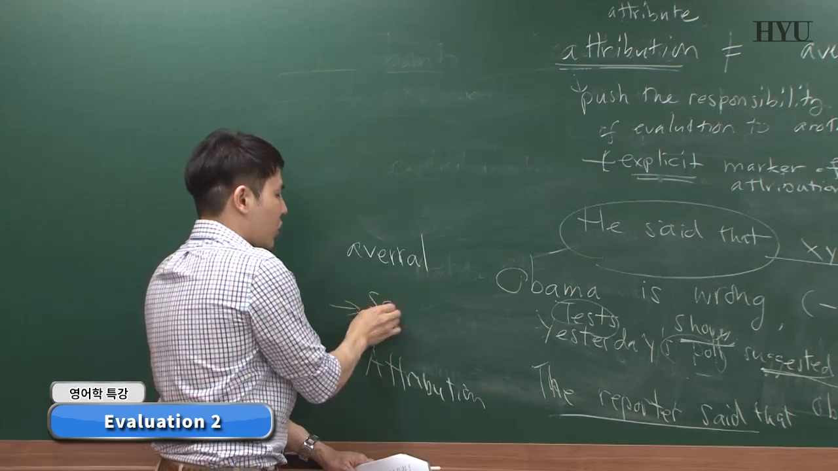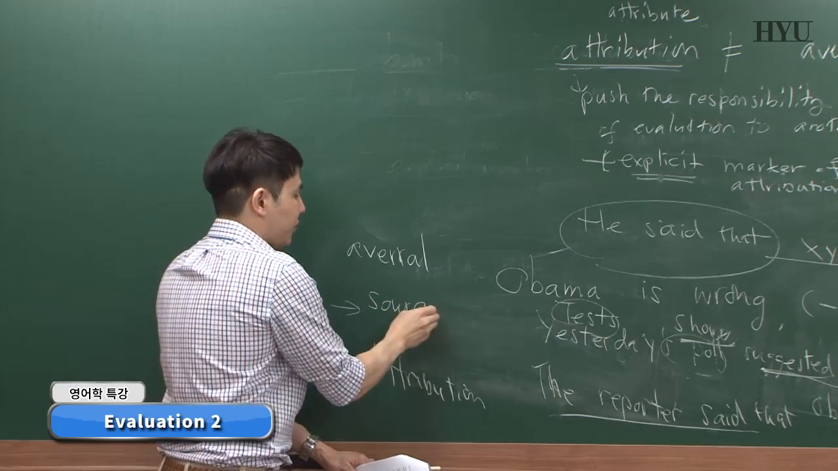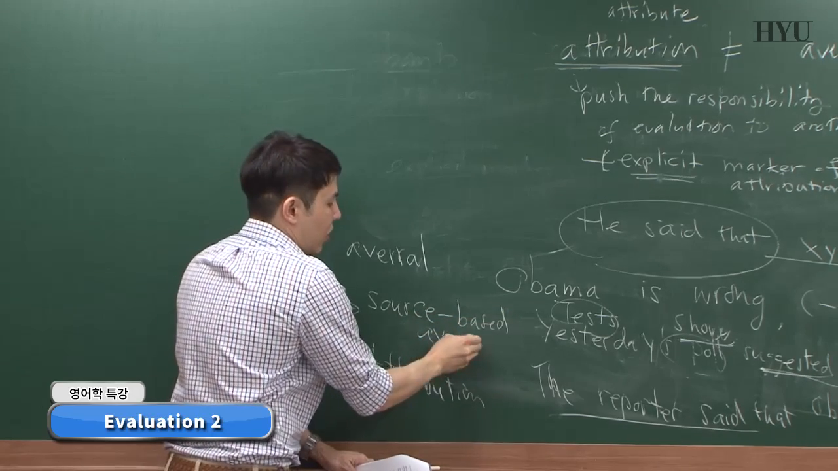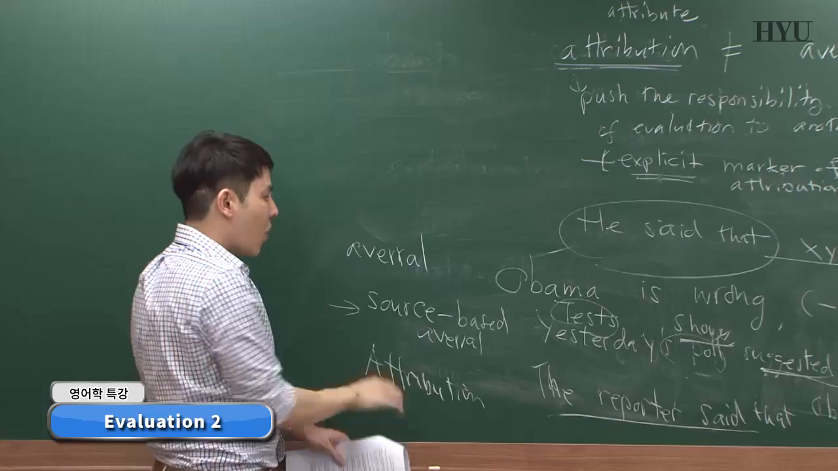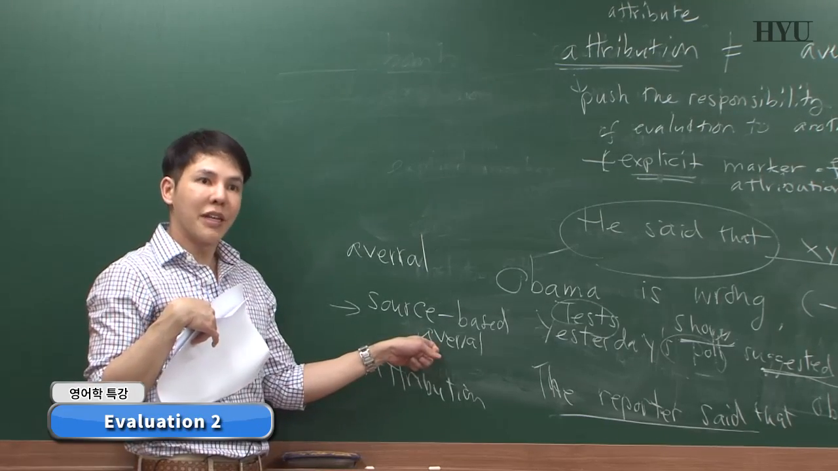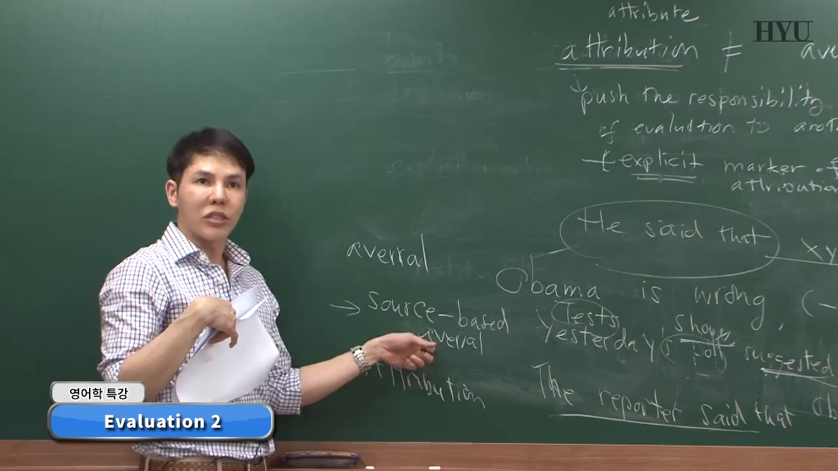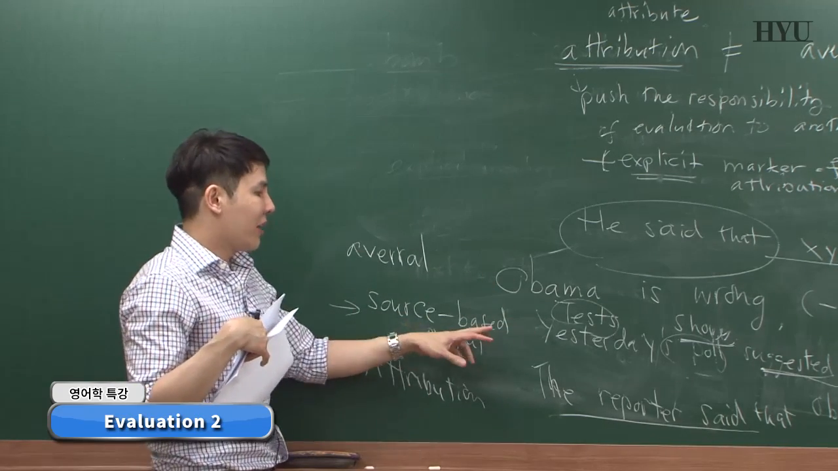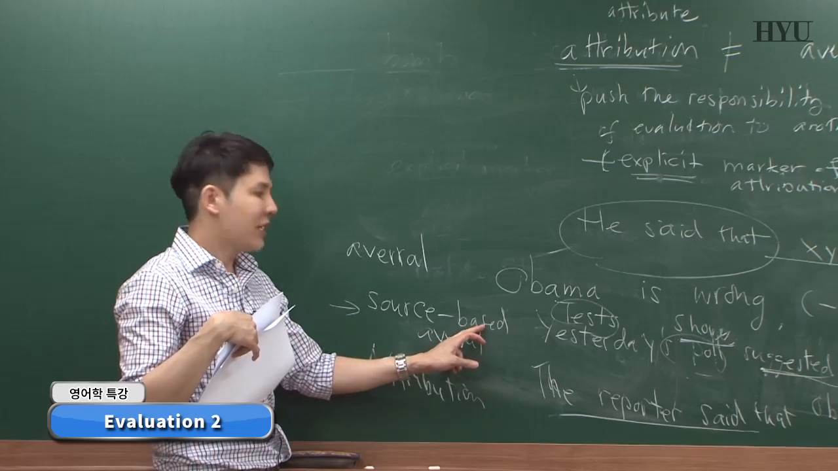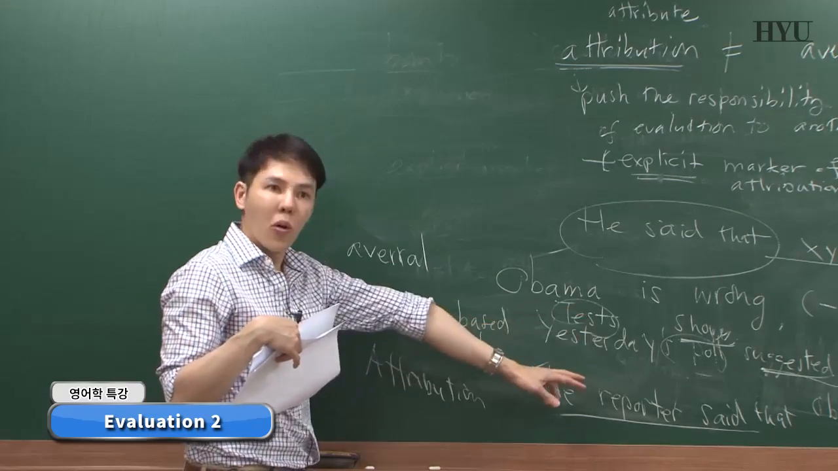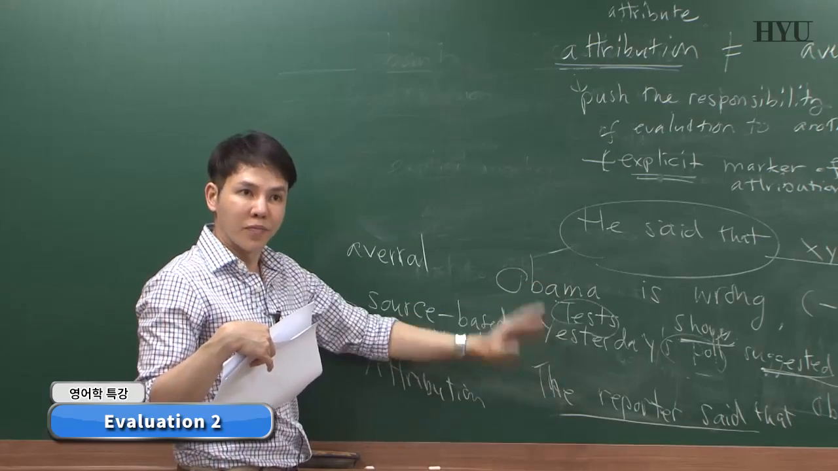So we call it source-based averral. This is an in-between case. Why? Because it's your interpretation. You take the responsibility for interpreting the results, the scores, whatever, right? But you base your interpretation on a source or on several sources like a test or poll. So this one is in between, right?